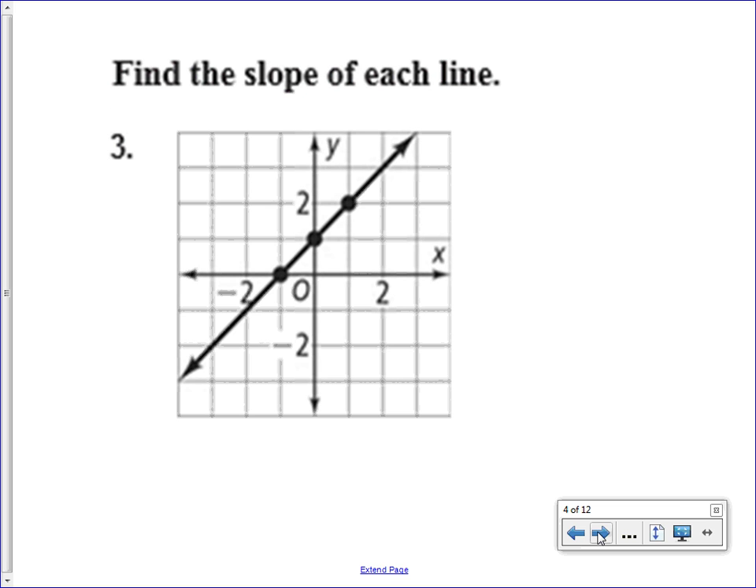Now, if we want to look at slope, slope is simply a comparison of rise to run. So how much does it go up to how much does it go over? So if I just take a look at these 2 points, how much does it rise? Well, it goes up 1 and it goes over 1. So the rise is 1, the run is 1. So the rise to run, 1 to 1, is a slope of 1.